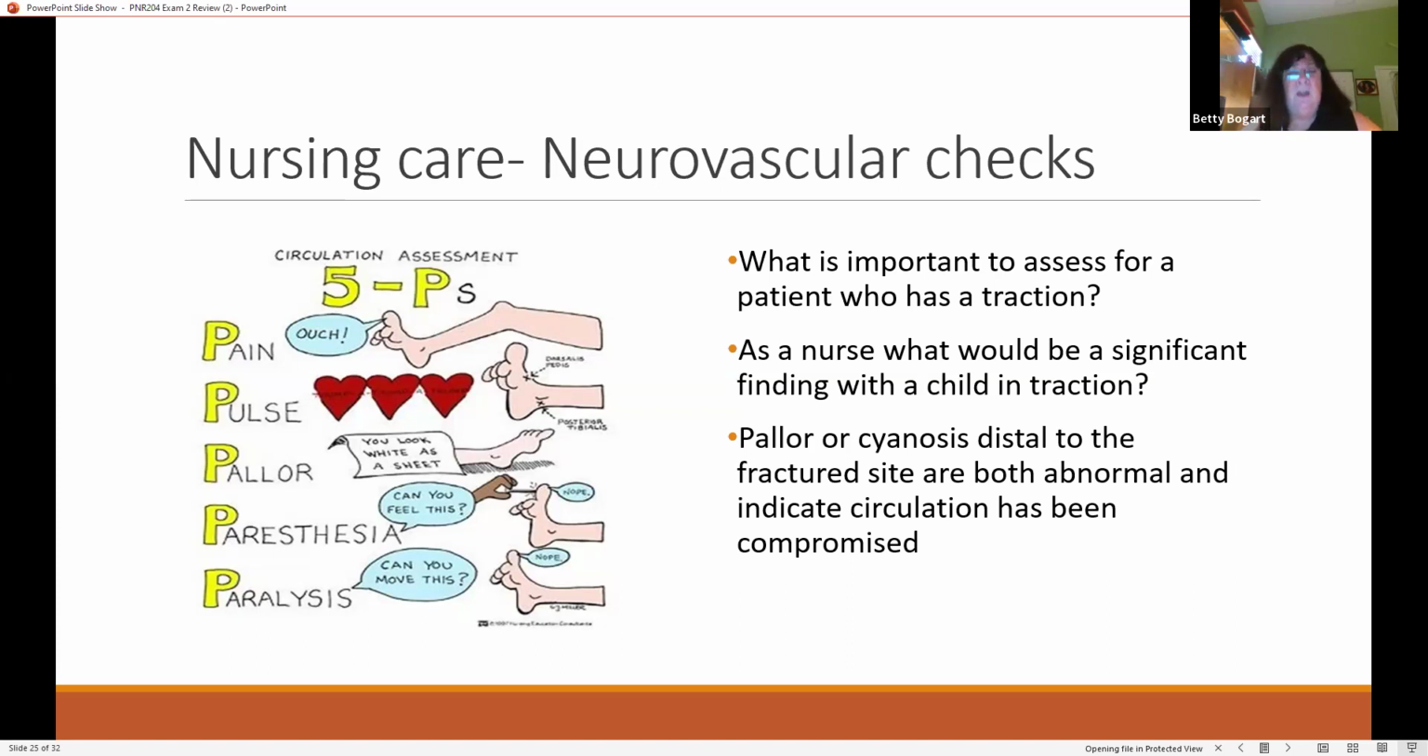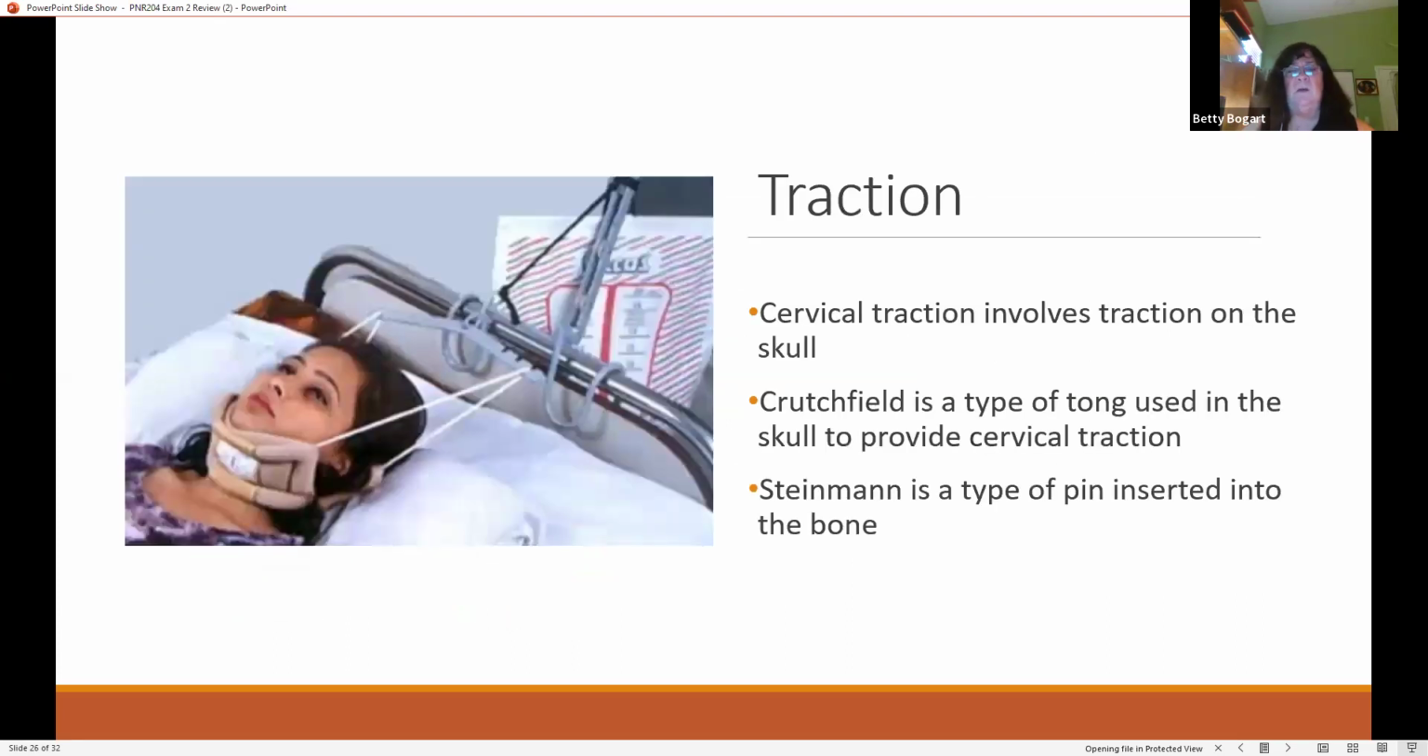So, another thing you might see is diminished pulses or even paler skin, or the color getting white or cyanotic. Again, always check for circulation being compromised. You want to keep that foot and leg pink and blood flowing. Now there is other traction, cervical tractions. We have Crutchfield traction. These are pins. And again, it's putting bones in straight and holding them and giving them pressure so there's no compression there.